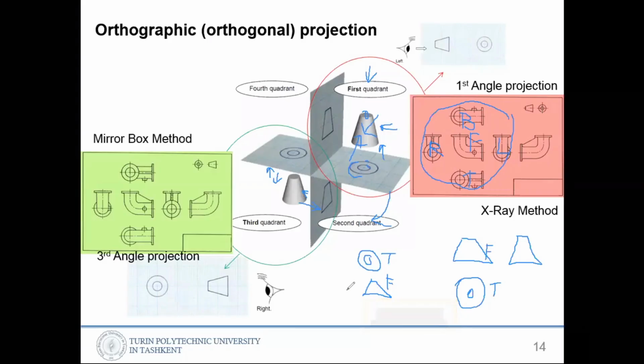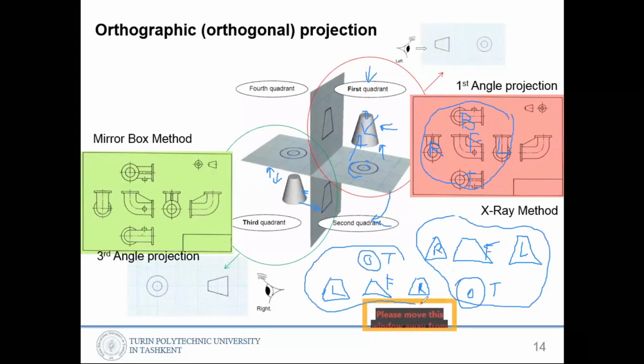And what you see from the left appears on the left. What you see from the right hand side appears on the right. But here, what you see from the right hand side appears on the left. So that's the difference. This is the first angle projection method, and that is the third angle projection method.